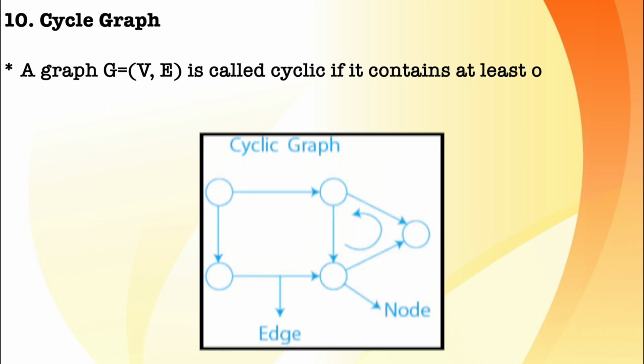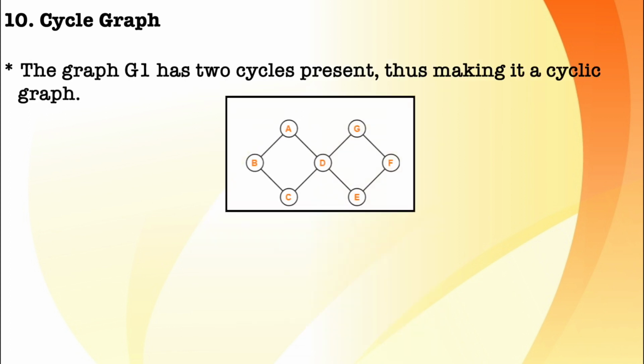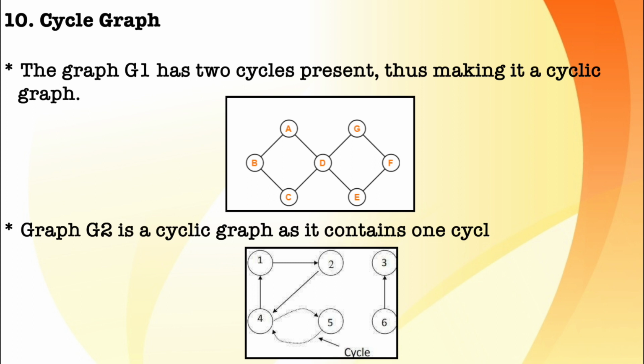A graph G equal to (V, E) is called a cyclic graph if it contains at least one cycle, or we can say it has a minimum of one cycle present in the graph. The graph G1, for example, has 2 cycles present in it, satisfying the required condition for the graph to be cyclic, thus making it a cyclic graph. Similarly, the graph G2 contains only one cycle, hence G2 is a cyclic graph.